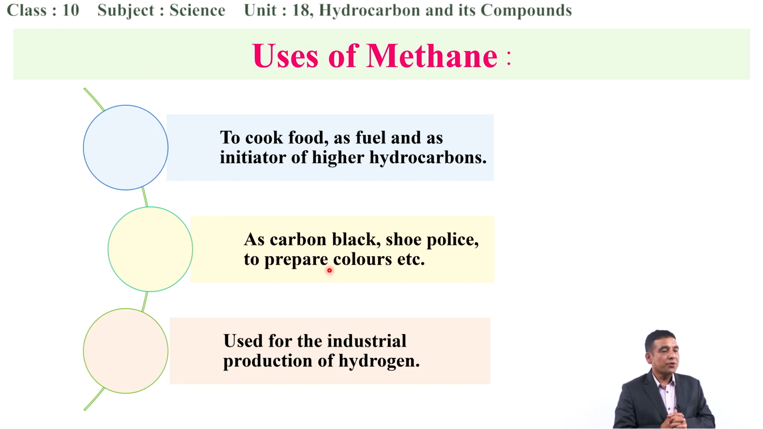Methane gas is also used for the industrial production of hydrogen gas, because nowadays hydrogen fuel technology is being developed in such industries also. This methane gas can be used. So it is quite important for newly developed technologies too, because it is used for the production of industrial hydrogen gas, which is used for hydrogen fuel.